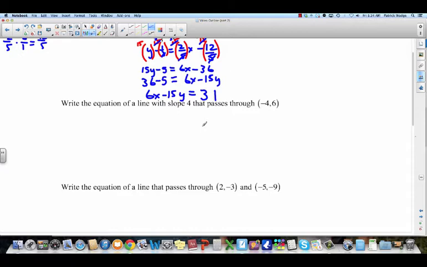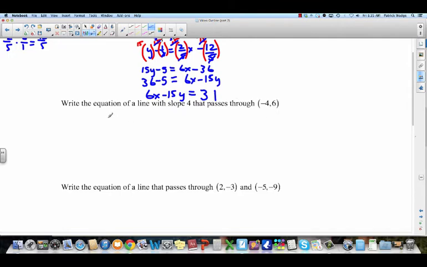Okay, write the equation of a line with slope 4 that passes through (-4, 6). Okay, we're going to write this in all three forms. You're going to love it, eh? Which one would you write first? Definitely point-slope form, because this is a slope and a point, and it's not the y-intercept. So let's do it in point-slope form.